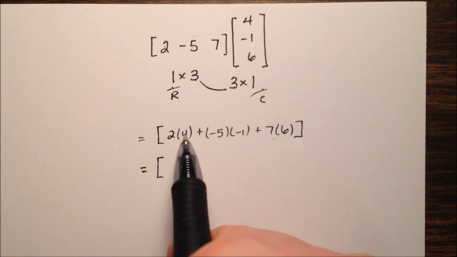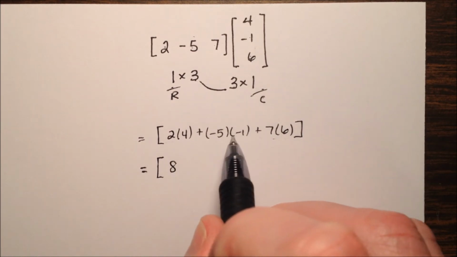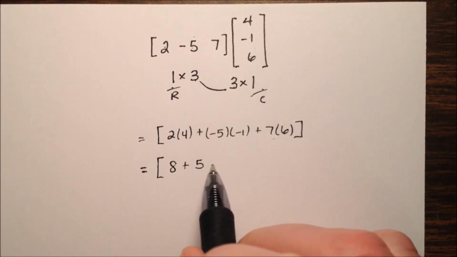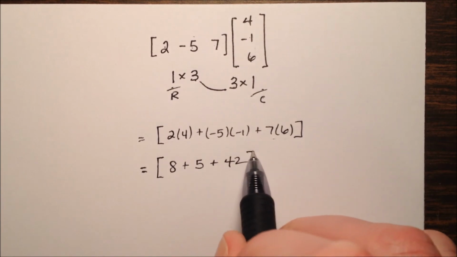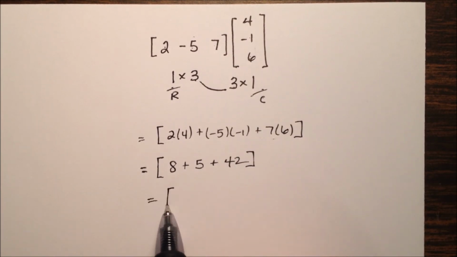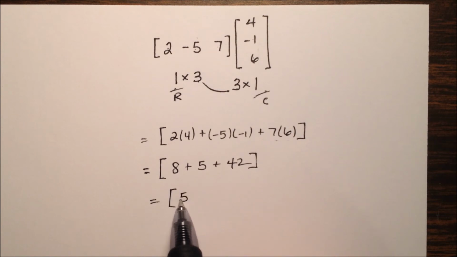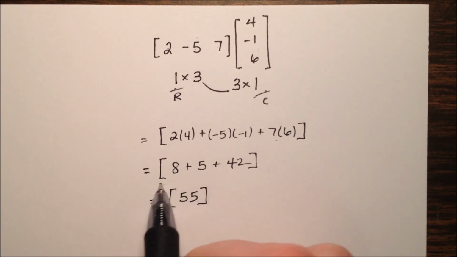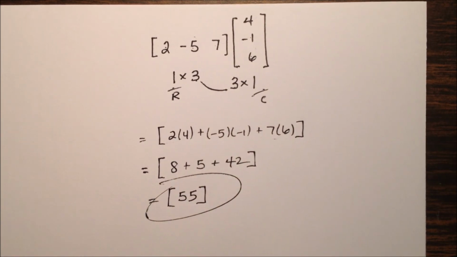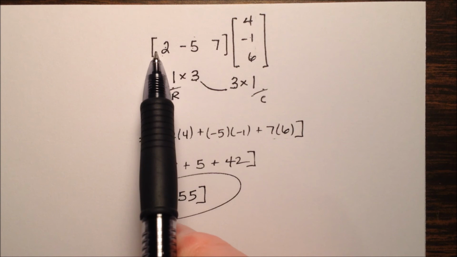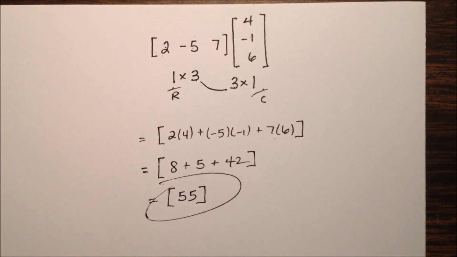What that looks like now is 2 times 4 is 8, and then plus 5, and plus 42. When I add all that up, I'll have 55. So I have a 1 by 1 matrix whose only entry is 55, and that came from multiplying this row matrix by this column matrix.